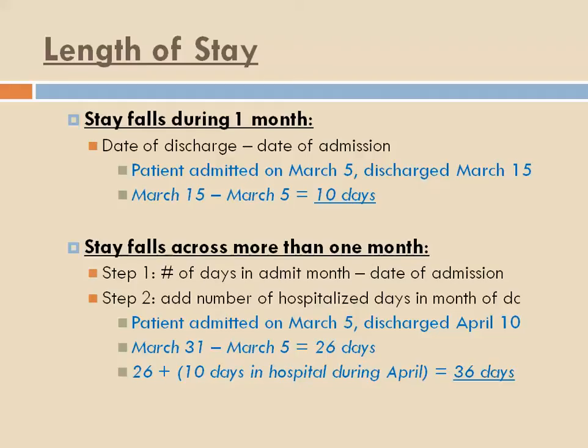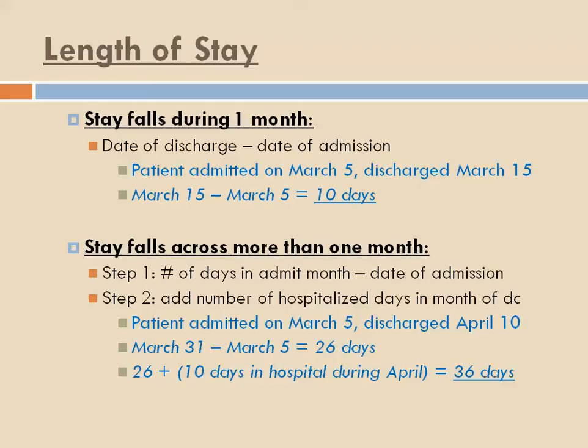And then step 2 is an addition problem. So we're going to add in the number of hospitalized days in their month of discharge. So we know that they were in the hospital from April the 1st to April the 10th. So that gives us 10 days that they were in the hospital during April. So 26 plus 10 gives us 36.